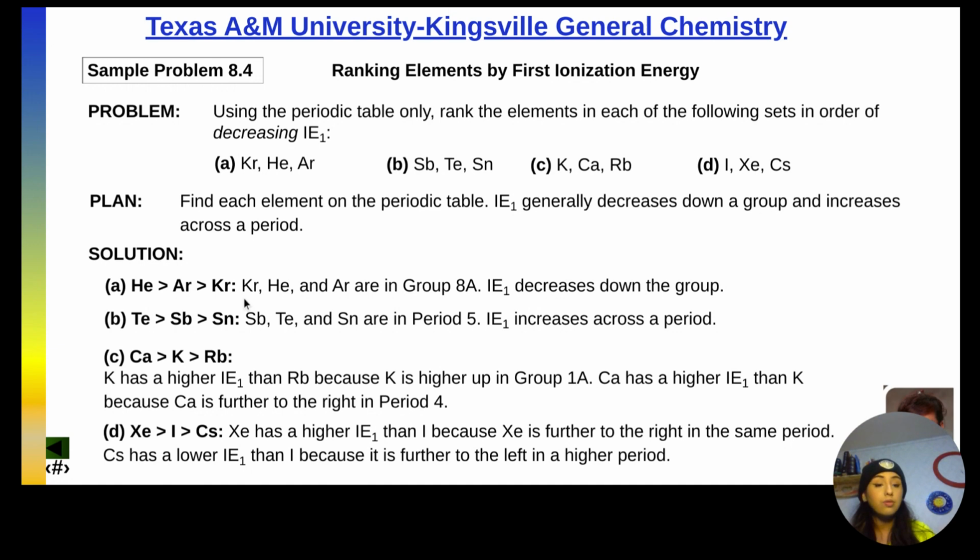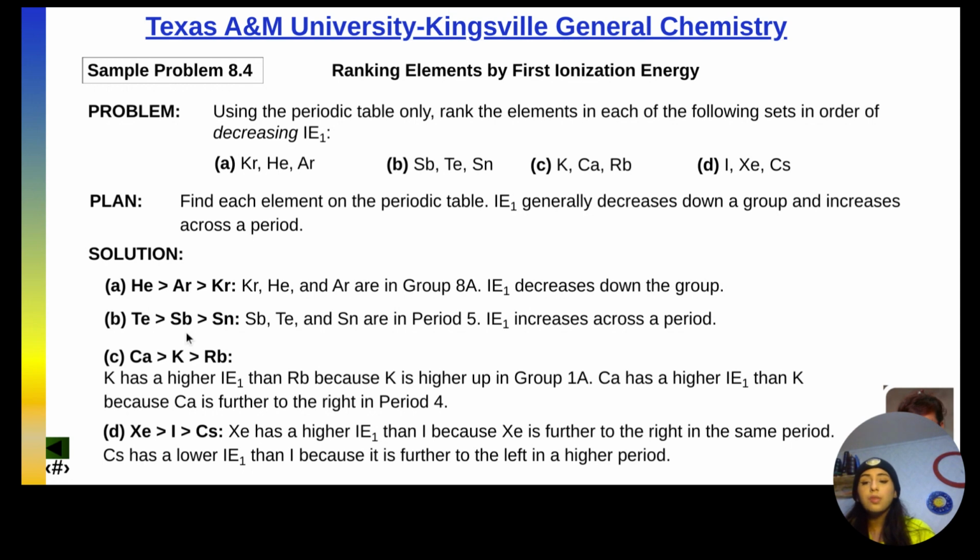So we're going in order of decreasing. Or, I think it's reversed. So for part B, we're looking at a periodic table and we're rearranging the group B as Te, Sb, Sn. And that's because Sb, Te, and Sn are in period 5 and the IE1 increases across the period.